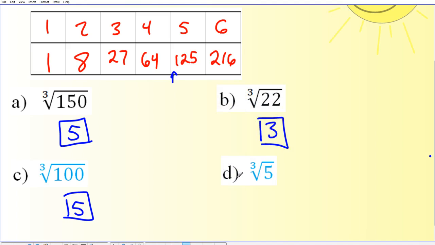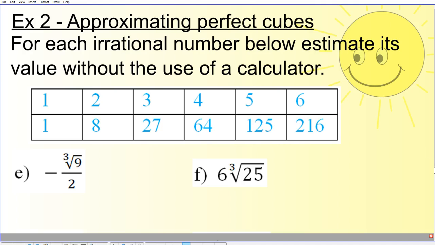Okay? Letter D, the cubed root of 5. So based off this, the cubed root of 5 would be down here, closer to 1 or closer to 8, and a little bit closer to 8. So I'm going to say this guy is about 2. So these are easy ones. Now we're going to get some more complex problems, some uglier ones.